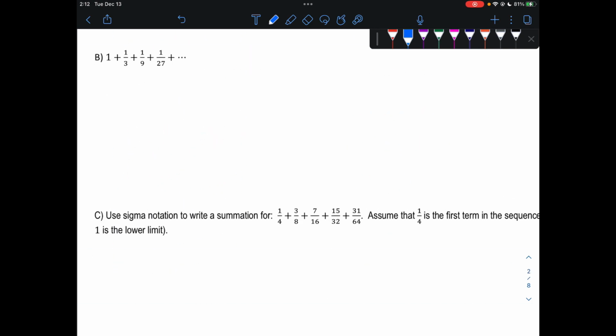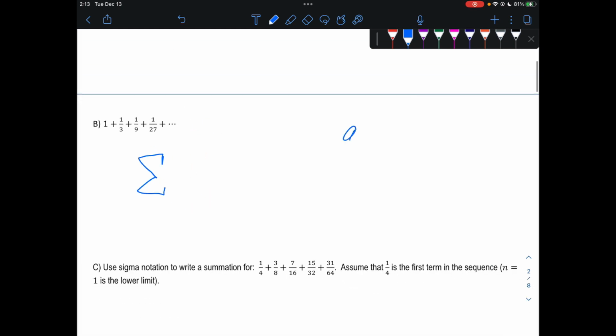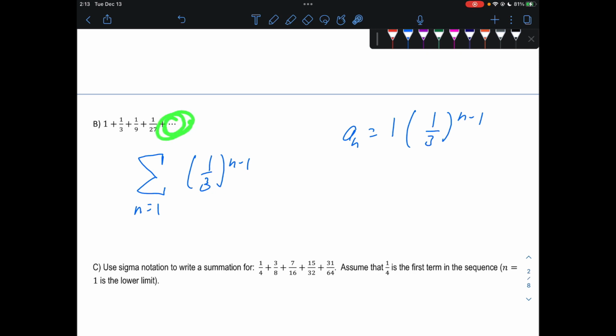Second one, so this one here is geometric. I can tell it's geometric. So sigma, my geometric formula for this one here is going to be the first term times r to the n minus 1. So my nth term is just going to be 1/3 to the n minus 1. What I put in there to get 1, I would put n equals 1 in there. And this one goes on forever, so that means we're just going to put an infinity up there.